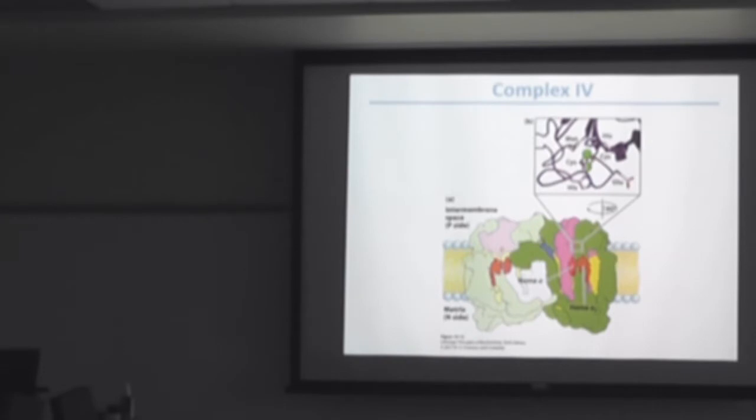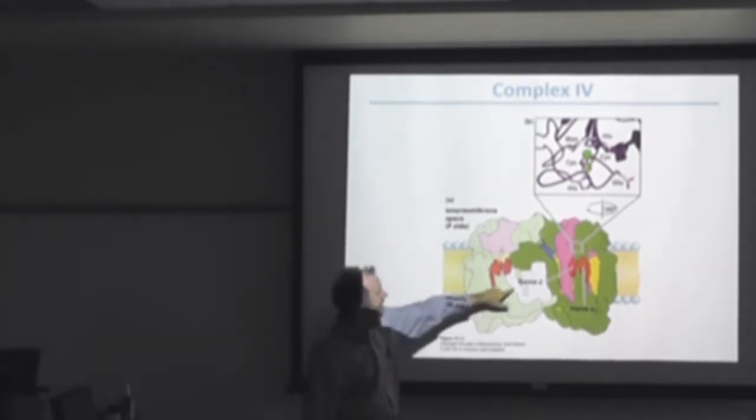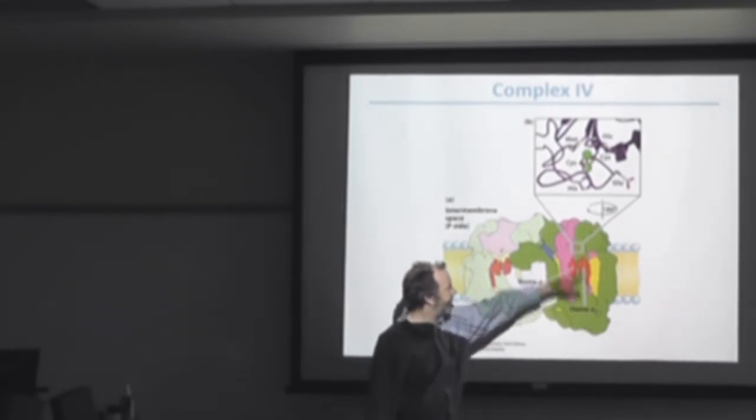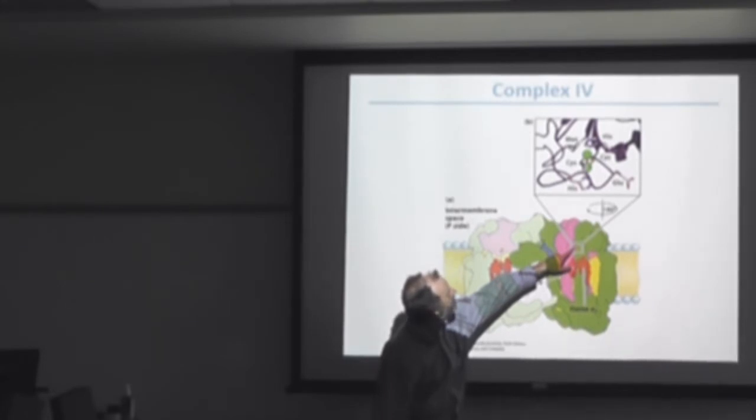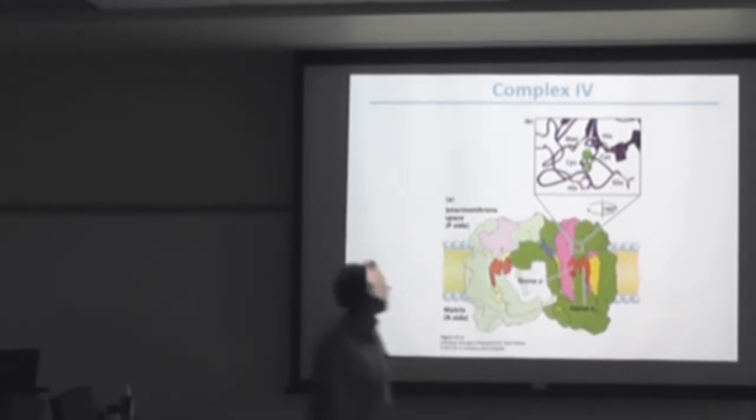And this is complex 4, so we have the intermembrane space, the matrix side, heme A here, and then heme A3 there. And then this, what is that? Is that oxygen?